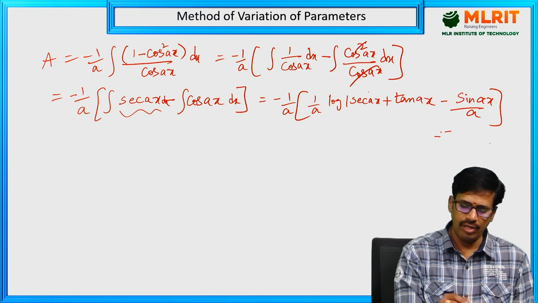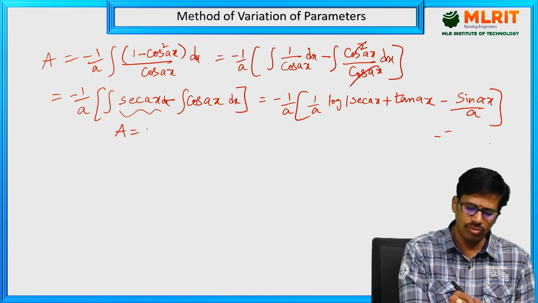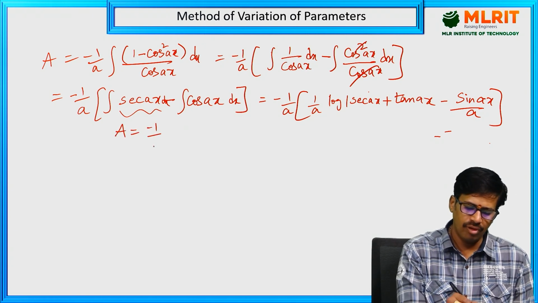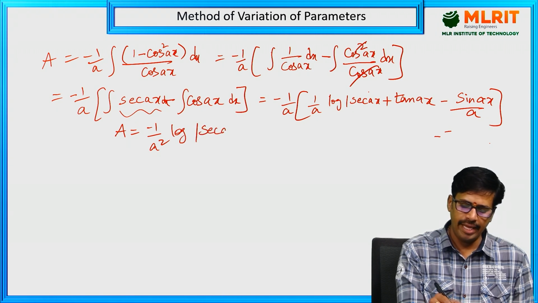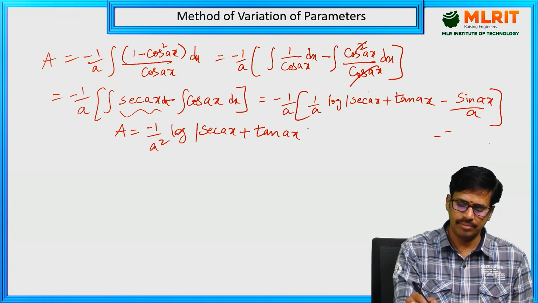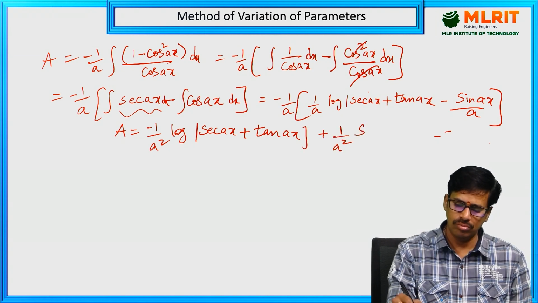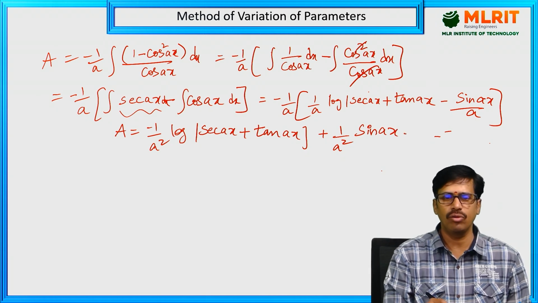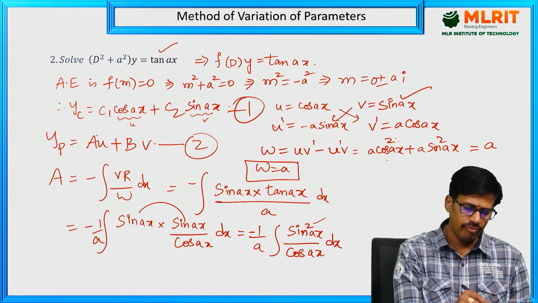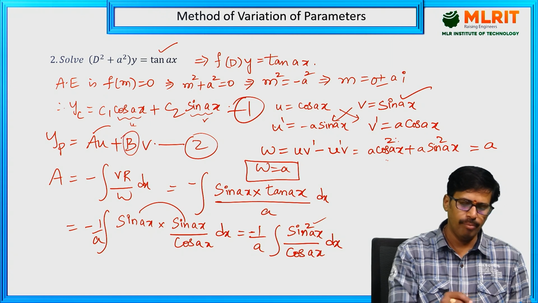We got a value. So a is equal to minus 1 by a square log mod secant ax plus tan ax plus 1 by a square into sin ax. So we got capital A value. Now we have to find b value.